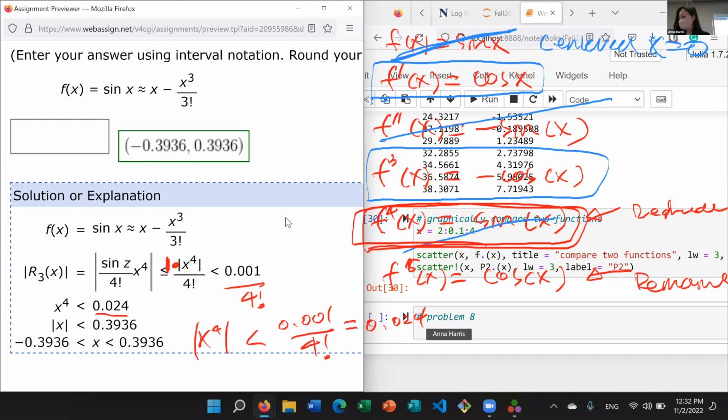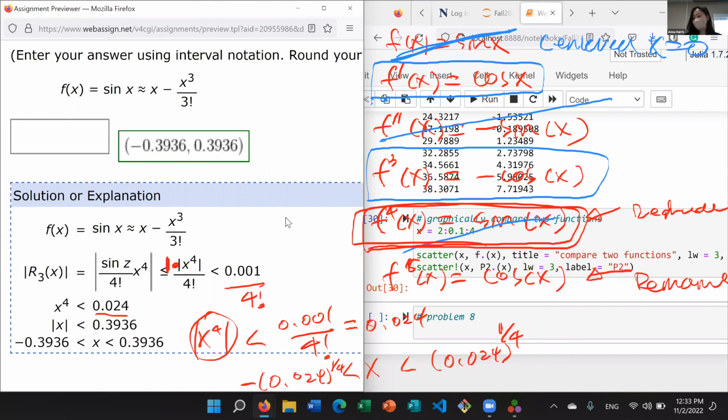Okay, now what do you do? Remember, this is the 4th power. I'm looking for x. So what I need to do? x is less than or equal to 0.024 to the what? 1/4 power, or the same thing, 0.024 to the 1/4 power and the negative. That's what it is.